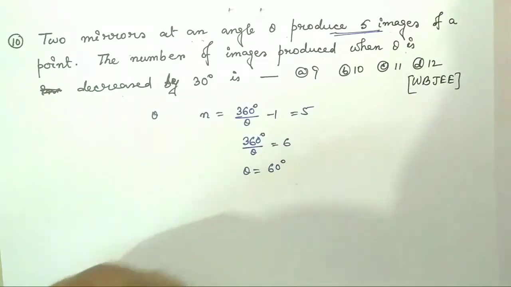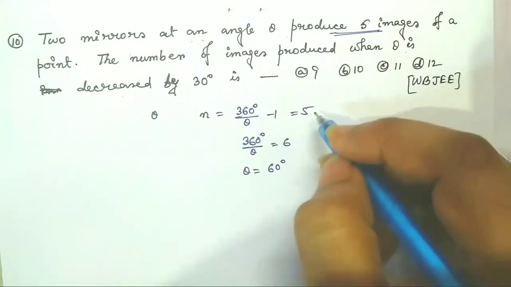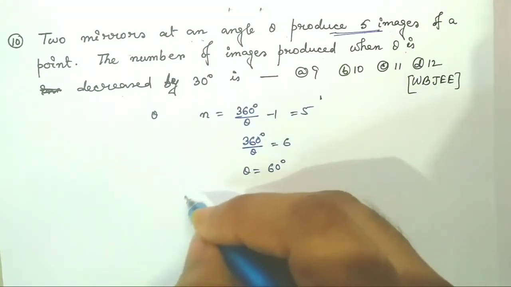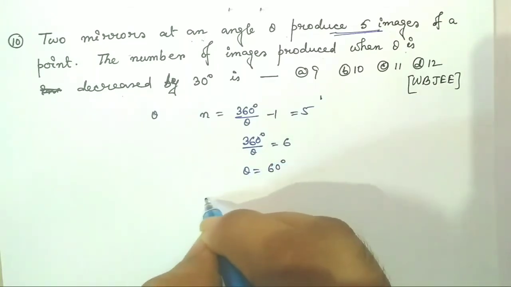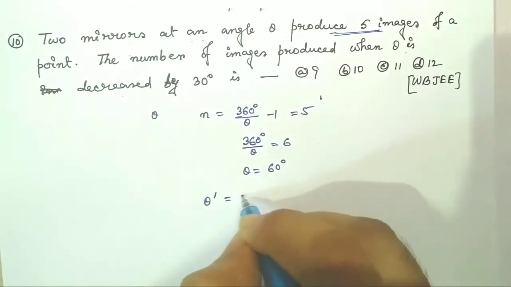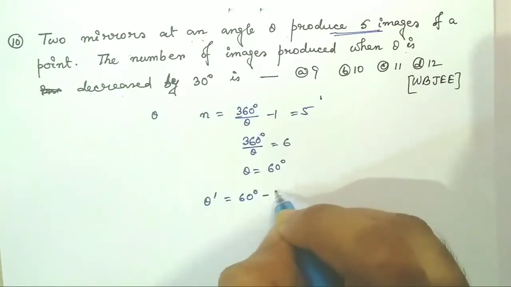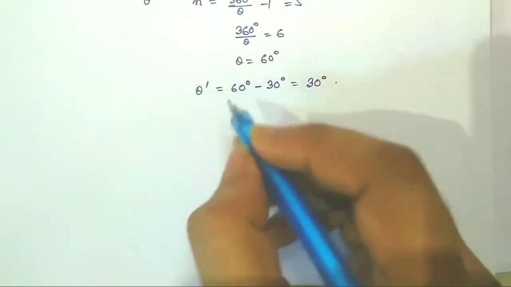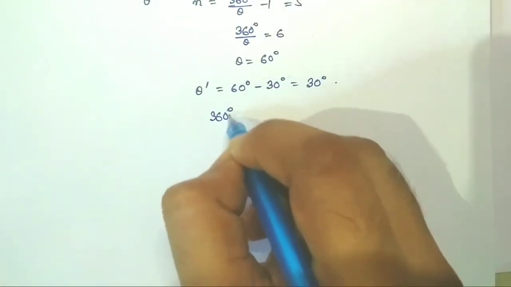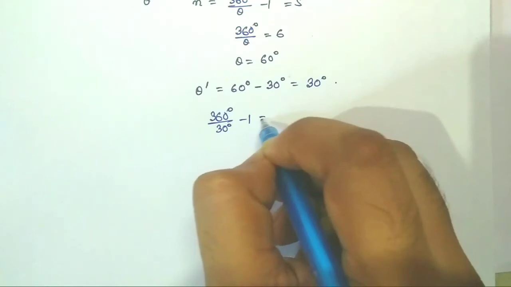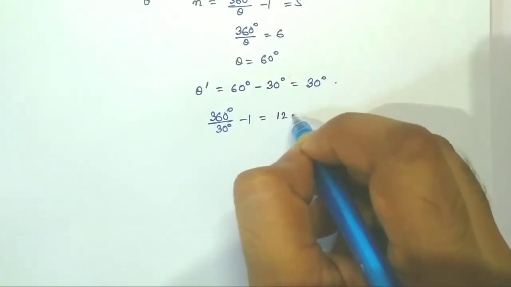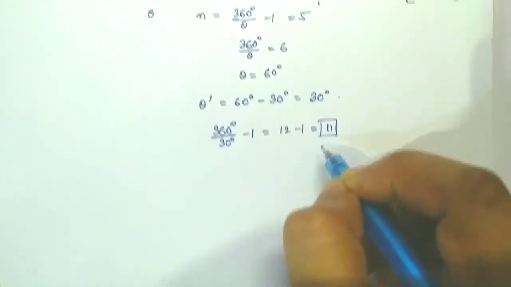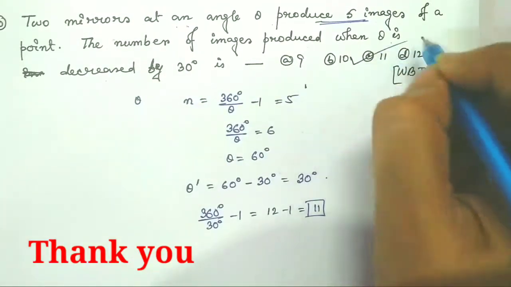Now the value of the angle between the two mirrors is reduced by 30 degree. So the new angle between the two mirrors is 60 degree minus 30 degree equal to 30 degree. So the number of images formed will be 360 degree by 30 degree minus 1, that is, this will give 12 minus 1 equal to 11. So option C is the right answer.